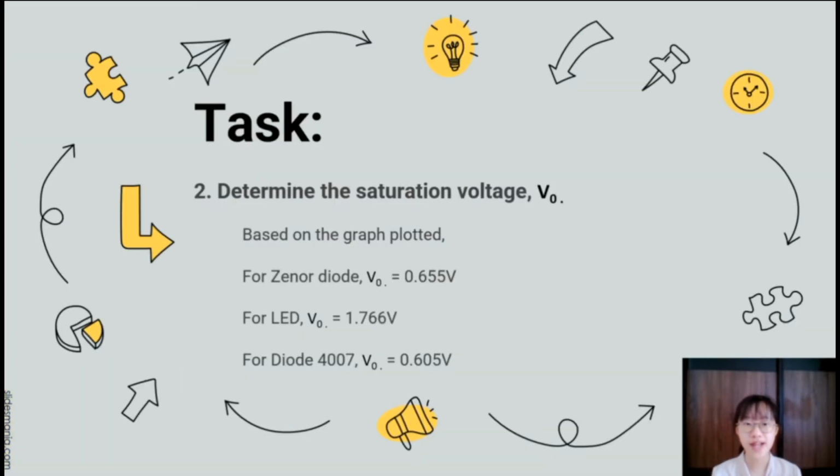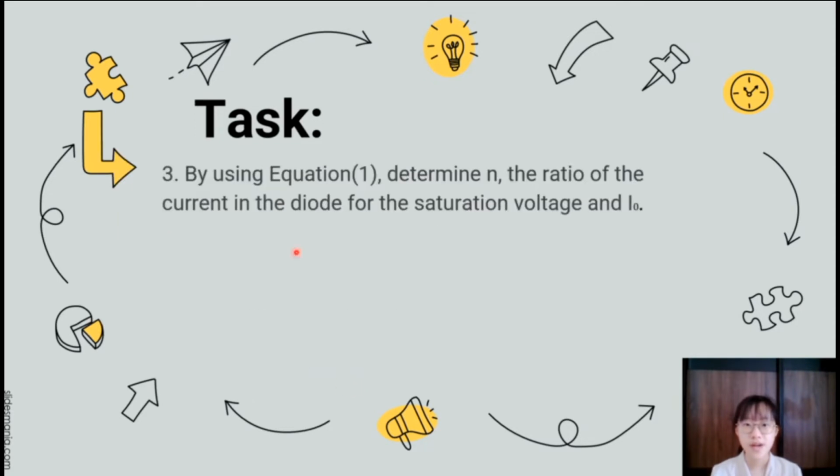Task 2, we are asked to get the saturation voltage. We can get the saturation voltage from the graph, which is where the lines start to be straight. For Zener diode, the saturation voltage was 0.655 volt, for LED is 1.766 volt, and for diode 4007 is 0.605 volt.